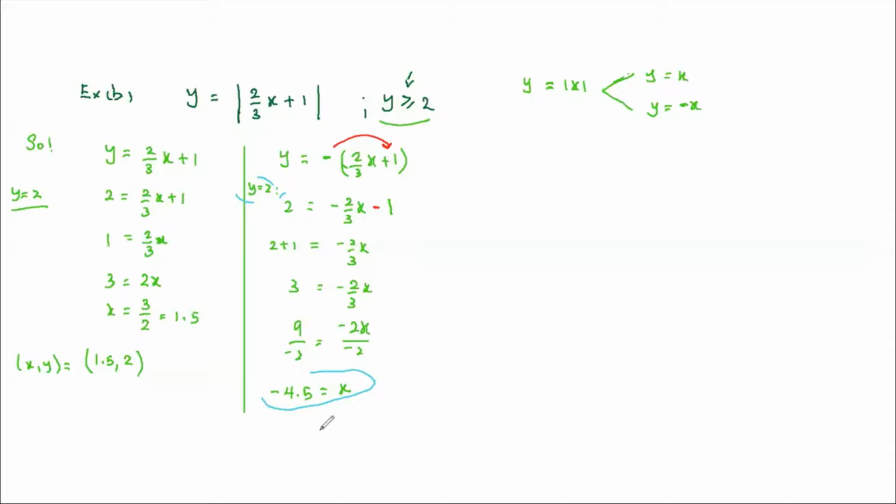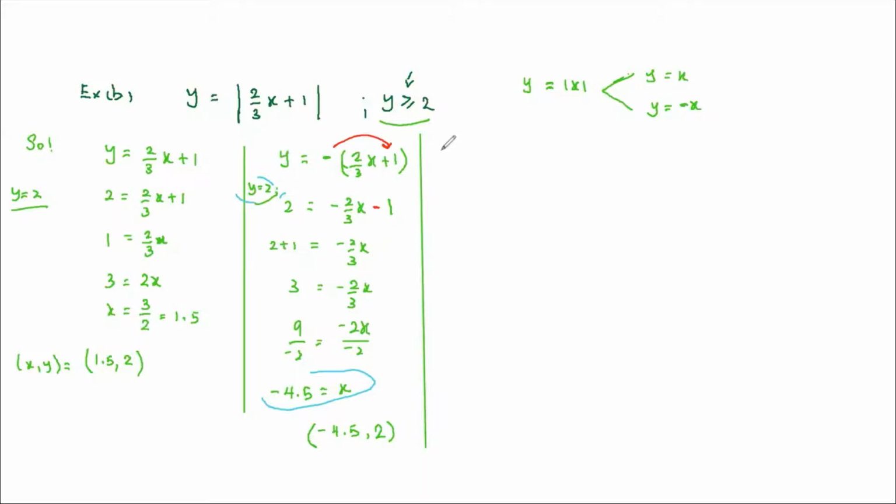The next coordinate is negative 4.5, and y is 2. So you write it in brackets to represent the coordinate point. That's the coordinate point we're going to draw on the graph, for y equal to 2, because the condition says y is greater than or equal to 2.